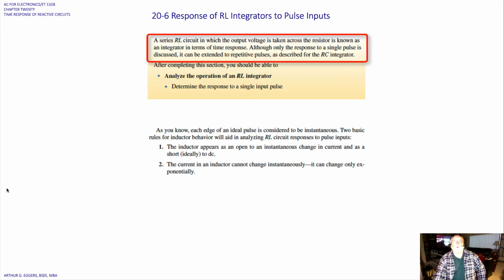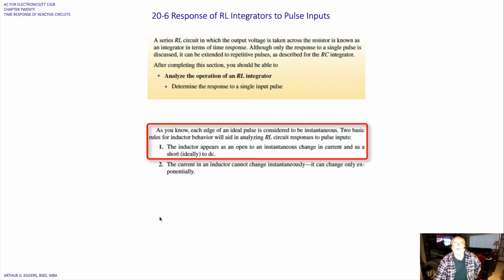Now we move on to RL integrators and just go back through what we did for the RC integrators. A series RL circuit in which the output voltage is taken across the resistor is known as an RL integrator in terms of time response. Although only the response to a single pulse is discussed, it can be extended to repetitive pulses as described for the RC integrator. As you know, each edge of an ideal pulse is considered to be instantaneous.